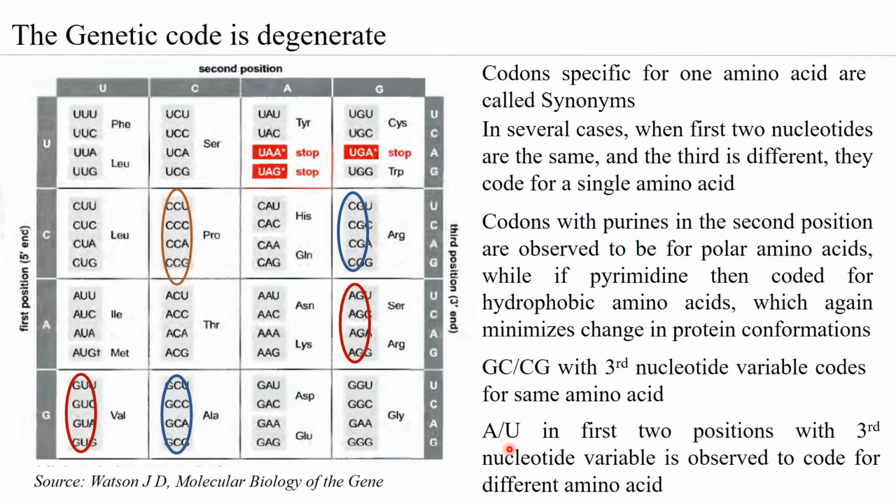However, if the first two nucleotides are A or U, then it is not necessary that you will have them coding for the same amino acid. Look at over here. You have UUU and UUC that code for phenylalanine, but UUG codes for leucine. So in this case, when you have the first two nucleotides as UU or AU, they are not coding for the same amino acid, unlike in this case. So these are some important facts about the genetic code per se.